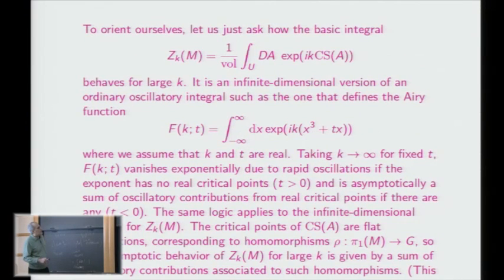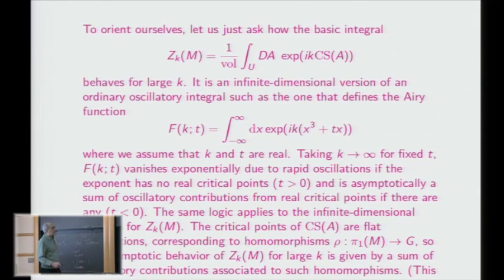So to orient ourselves, we take this integral and we ask how it behaves for large k. So we think of it as an infinite dimensional version of an oscillatory integral, such as the one that defines the Airy function. This is a one-dimensional integral, an integral on the real line, of the exponential of i k times a polynomial. A quadratic polynomial would be too easy. That would be a Gaussian integral. So we take the first case beyond that, a cubic polynomial. And that leads to the Airy function.